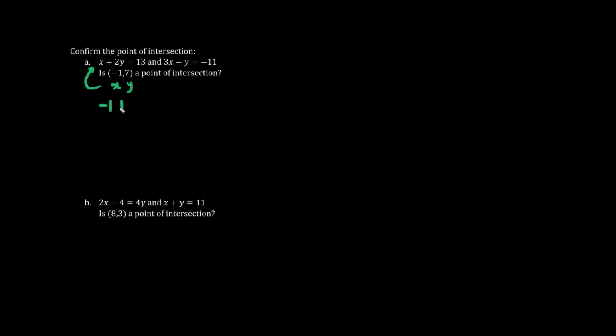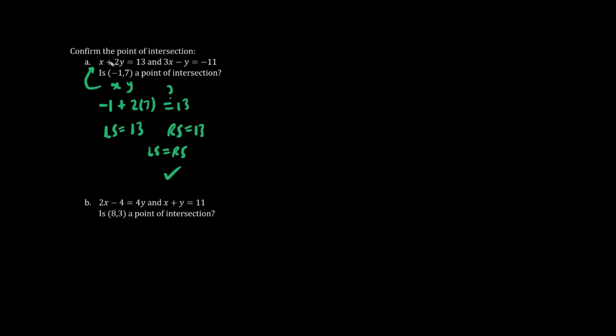Does negative 1 plus 2 times y equal 13? Question mark. So we have 2 times 7 is 14 minus 1 is 13. So the left side equals 13 and the right side also equals 13. Left side equals right side. So we say yes, perhaps this is a point in this system.